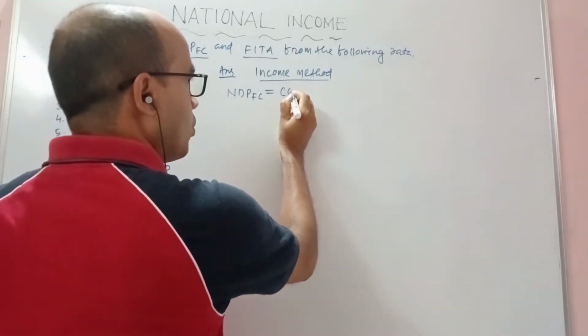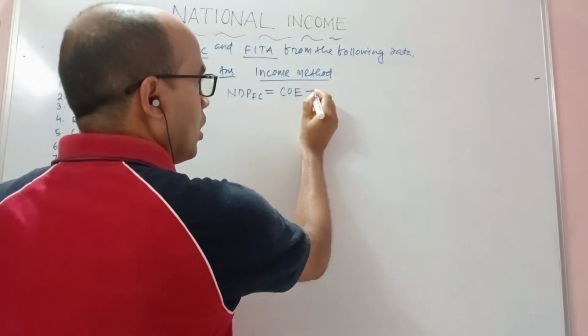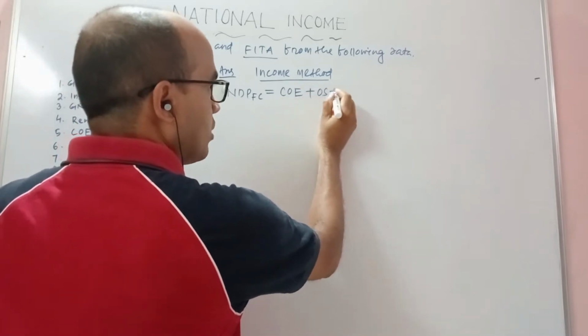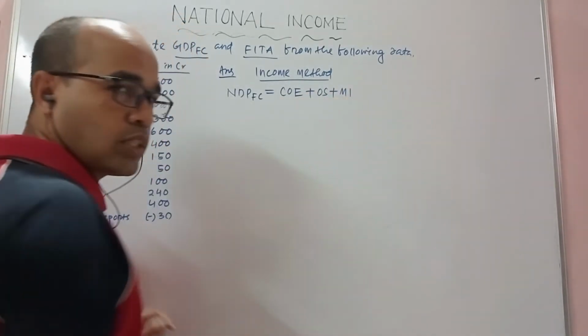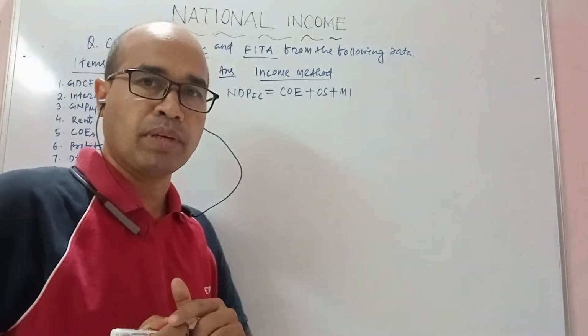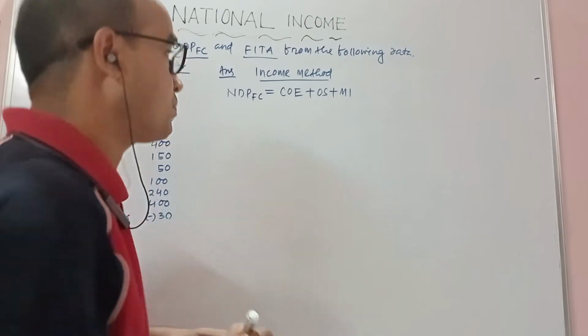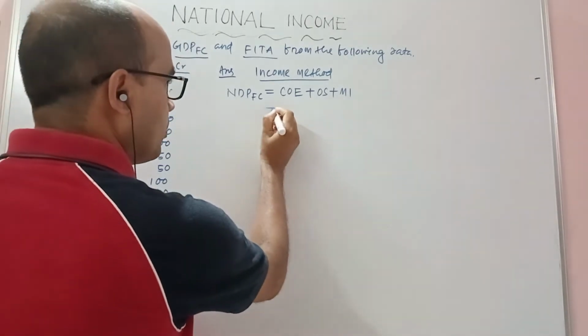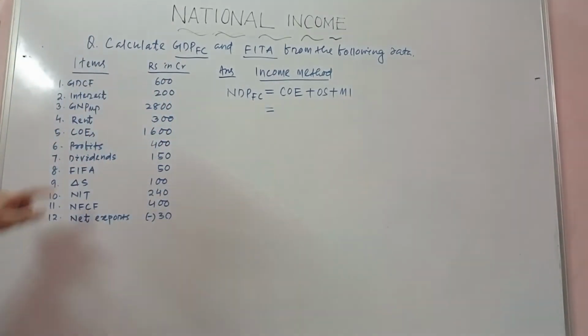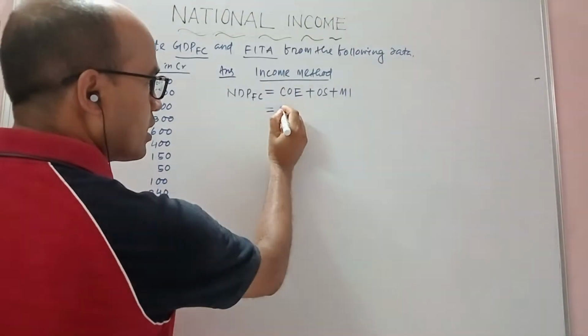COE, operating surplus and mixed income. Okay, I already taught you this formula. Might be you have noted it in the notebook. Once again, check that one. In this question, COE is given. How much is COE? COE is given 1,600.